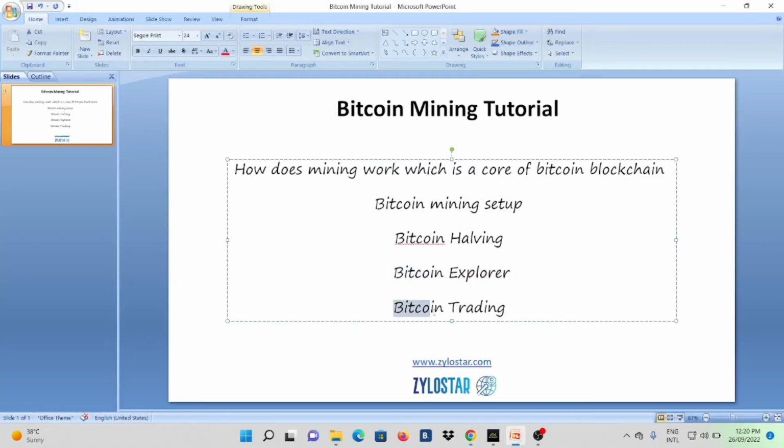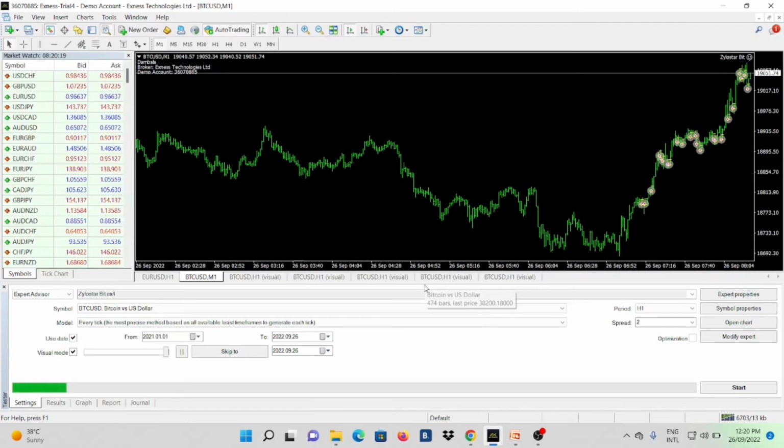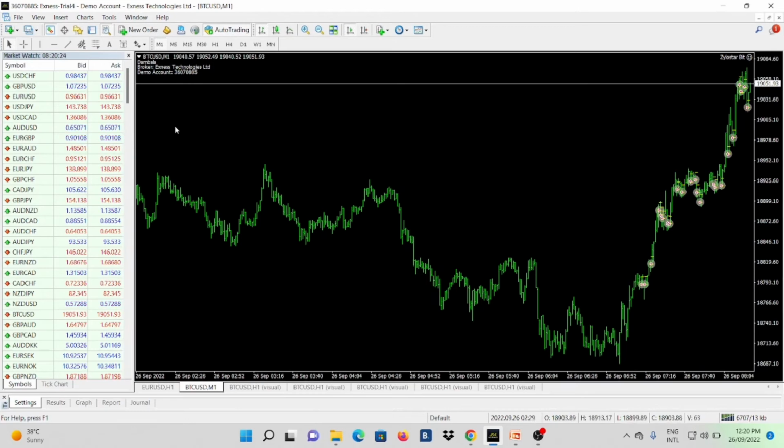So what is Bitcoin trading? Because Bitcoin is such a popular asset and people want to make money, and not everybody can mine, they do trading. Let me show you the trading platform and how Bitcoin trading works. This is Bitcoin's chart, as you can see on the screen, and Bitcoin's price is coming to this 19,000 level.